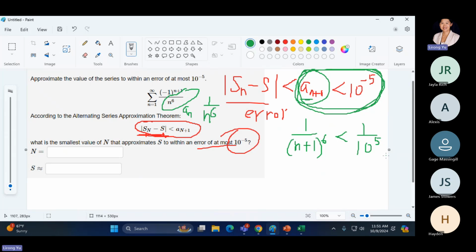It looks like the inequality has a reciprocal on the left and a reciprocal on the right. We can take the reciprocal of both sides and turn the inequality around. You can also think of it as a cross multiply, and the inequality will still be true. So after we flip it around, we will have (n+1) to the power 6 bigger than 10 to the power 5. So I'm handling the fraction by using the reciprocal.